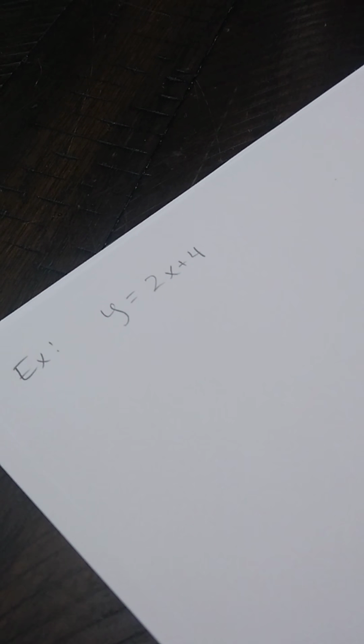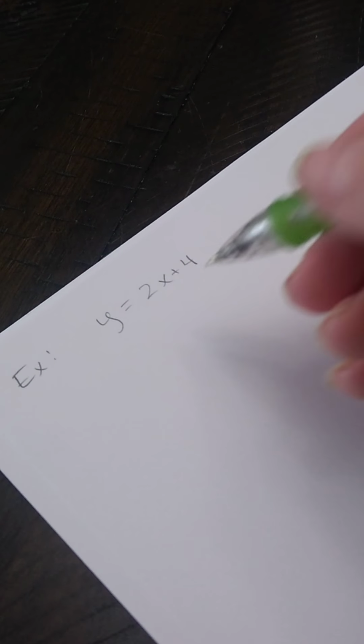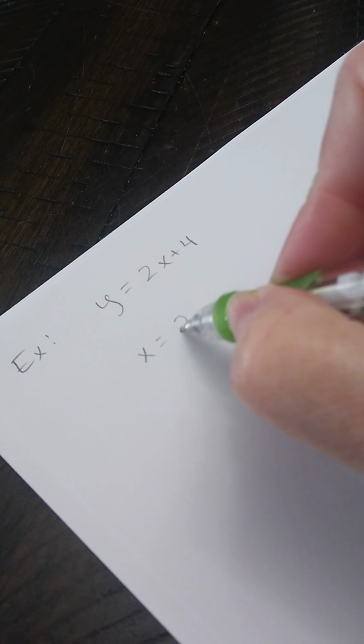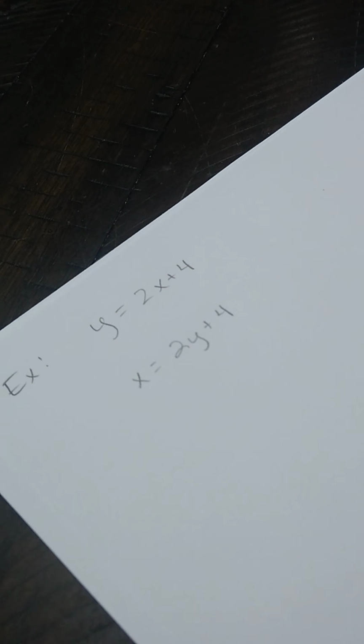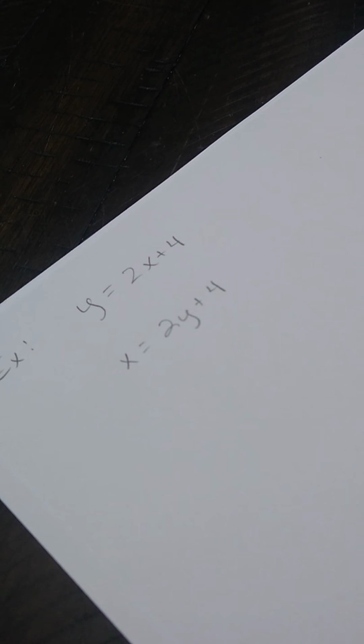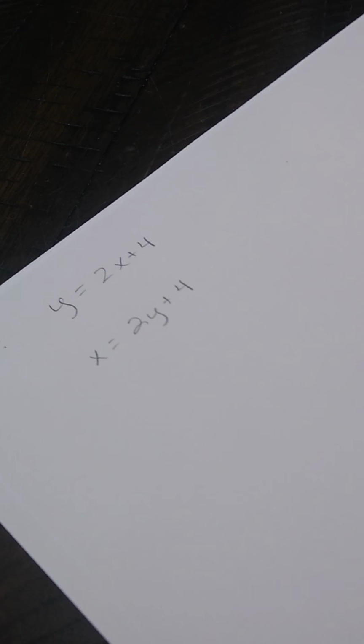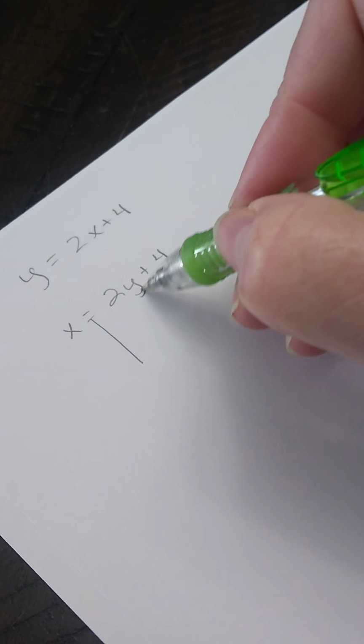How about this one? Okay, so y equals 2x plus 4. The first thing that we're going to do is switch the x and the y. Literally just trade places for the x and the y. And then we're going to solve for y. So we're going to draw our line. The y is right there.